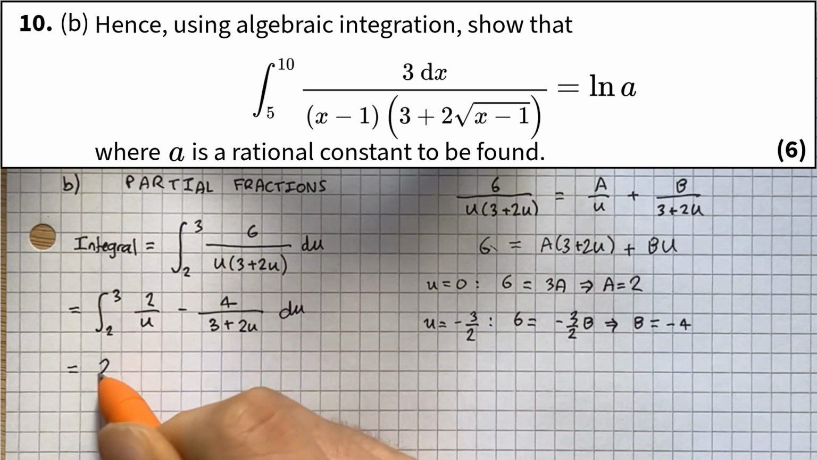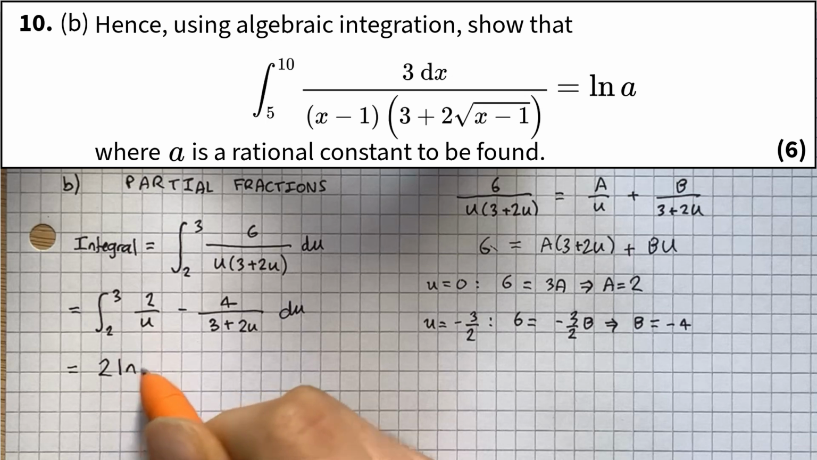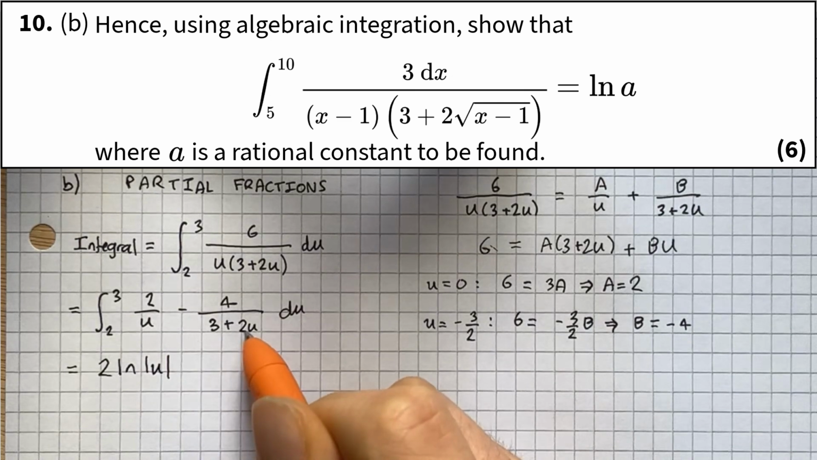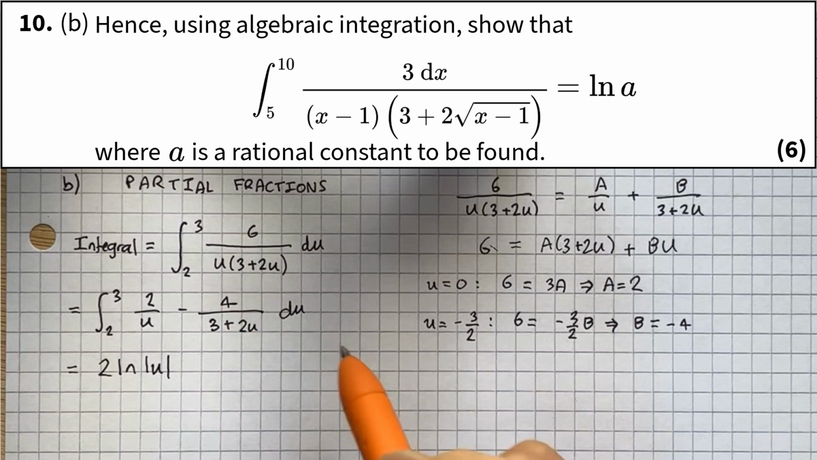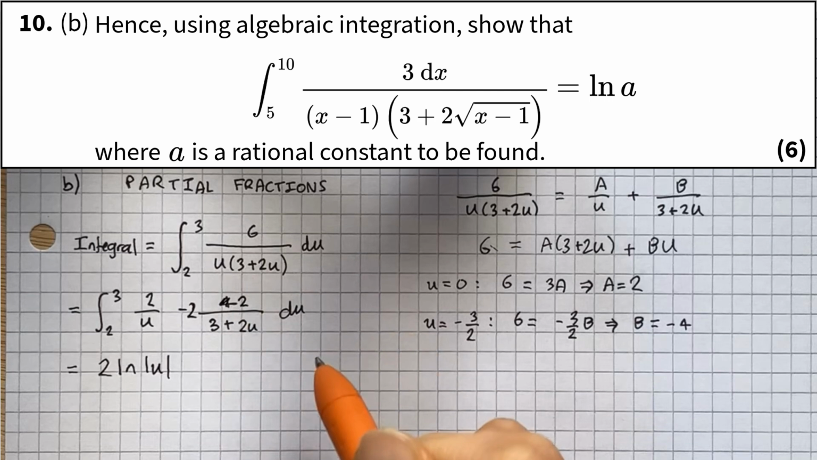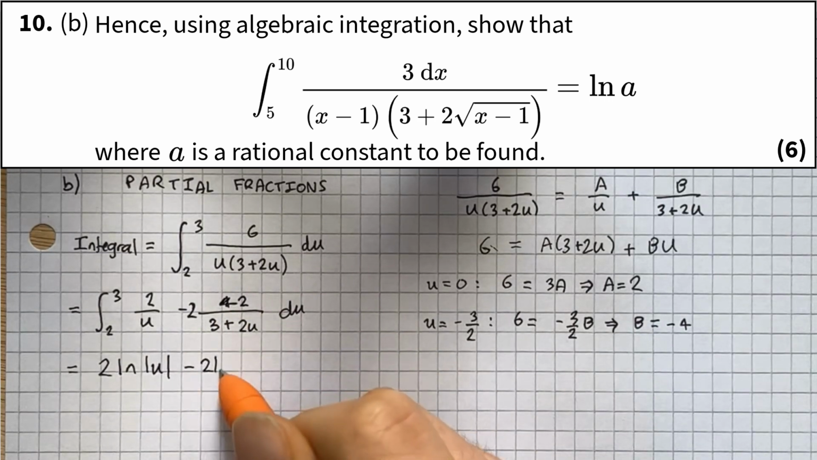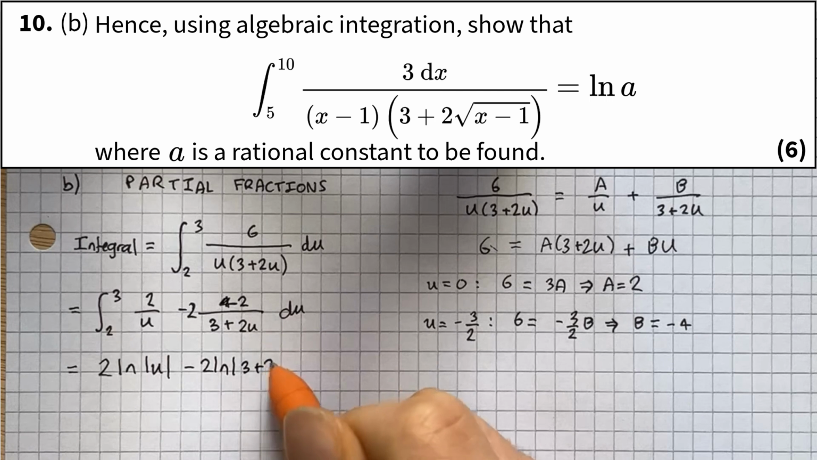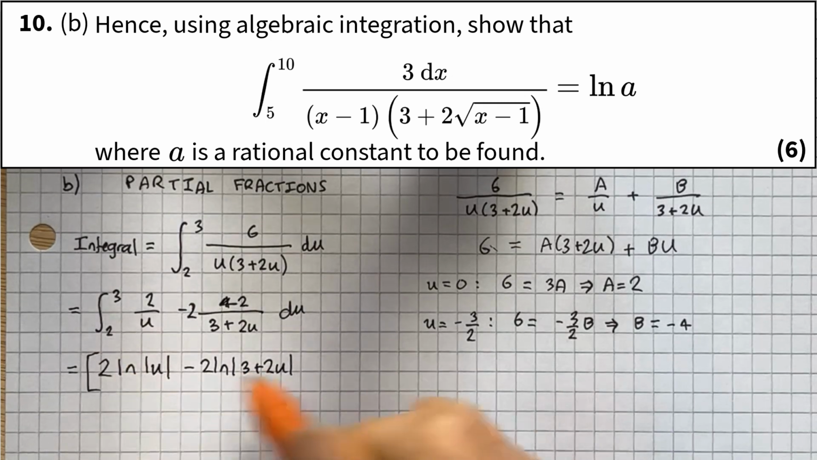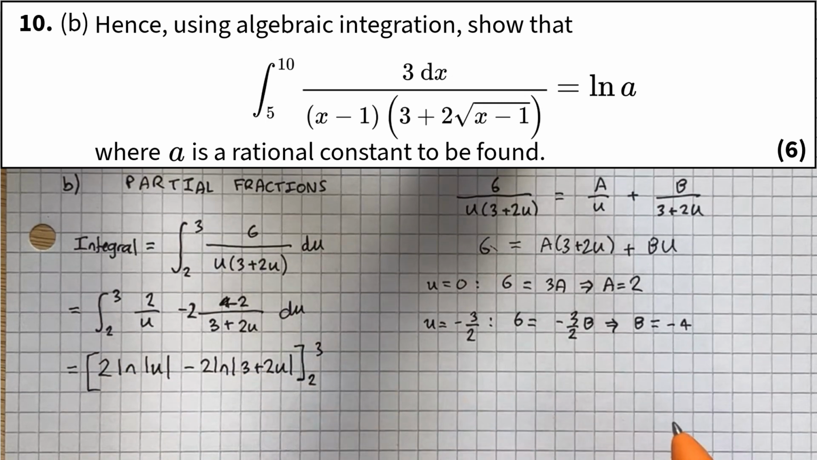The first one you should recognize as ln. It's 2 lots of ln of u. Whereas the second one is a bit harder. The derivative of the denominator is 2. So if there were a 2 in the numerator, we'd be quite happy. And instead of writing it as 4, I'm going to write it as 2 times 2. Now the derivative is exactly the same as the numerator, so it's minus 2 lots of ln (3 plus 2u). It's a really nice trick. If you're not too sure about that, you can use another substitution with 3 plus 2u, and you get the same answer.